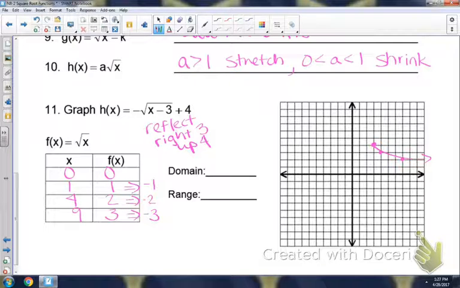Alright, domain, look at the x-axis. Look at that endpoint. That x value is 3, and it's everything to the right. So x would be greater than or equal to 3. If you look at the y-axis, that y value of that endpoint is 4, and it's everything below. So y is less than or equal to 4.